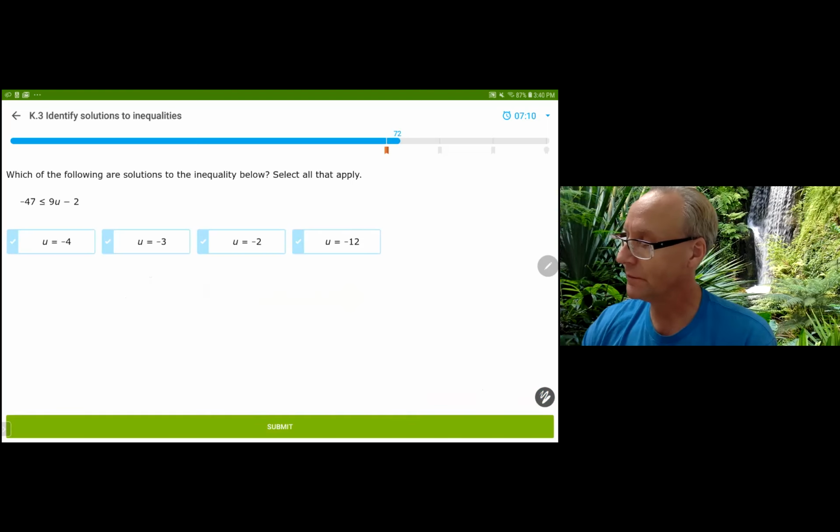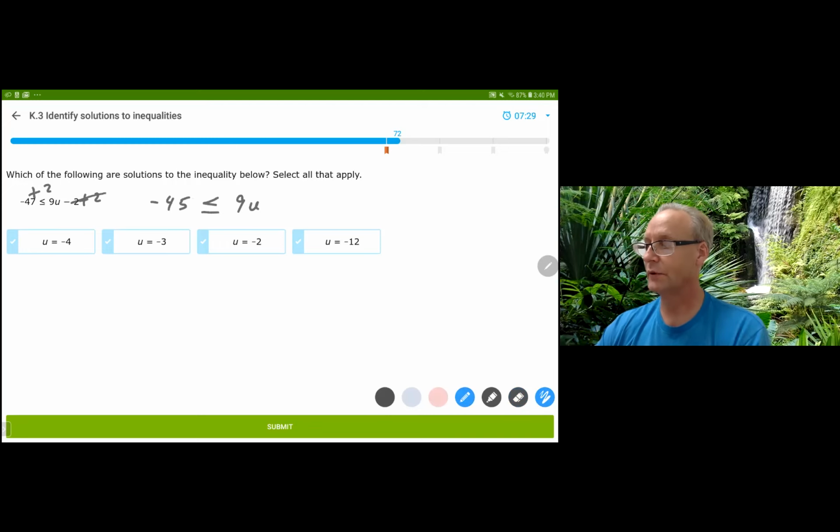Okay, I'm going to add 2 to both sides, and I get negative 45 is less than or equal to 9u. All I did was add the 2 and add the 2. Those cancel out, and I get negative 45. Now I'm going to multiply these by 9 and see which ones make it true.